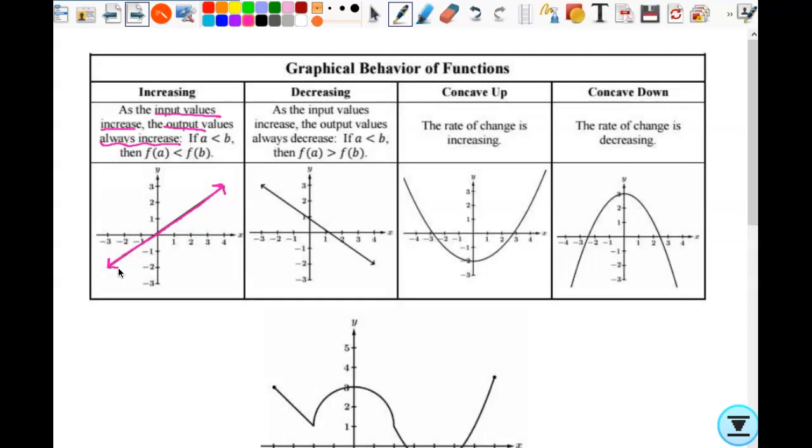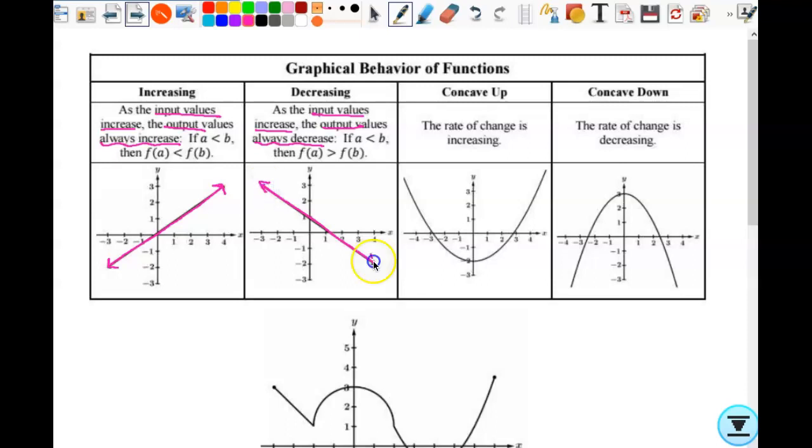I don't care what y values are happening, is it getting bigger? That's all I really care about. If it's decreasing, as the input values increase, meaning I'm still going left to right, the output values always decrease. So my y values are getting smaller. Okay? Increasing and decreasing makes sense? If the function is increasing or decreasing, that means we look at the function values, and the function values are your y values. All right? Now, these are lines.